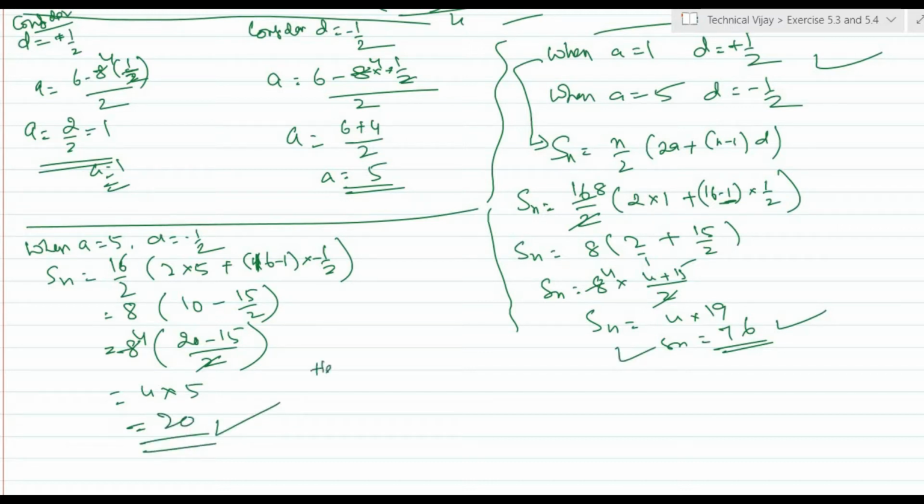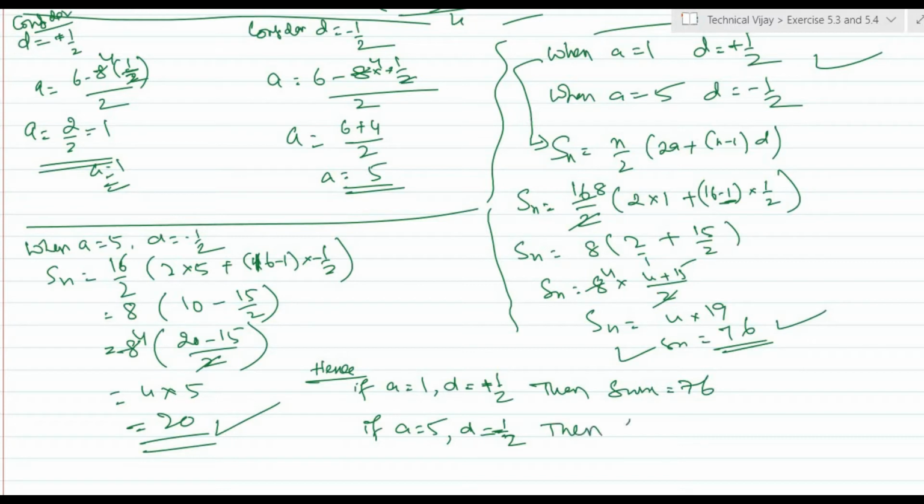So hence the result will be: if A is equal to 1, D is equal to plus 1 by 2, then sum will be equal to 76. And if A is equal to 5 and D is equal to minus 1 by 2, then sum will be equal to 20. These are the final results.